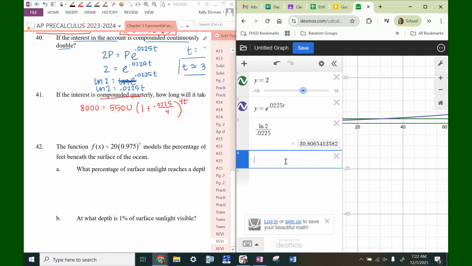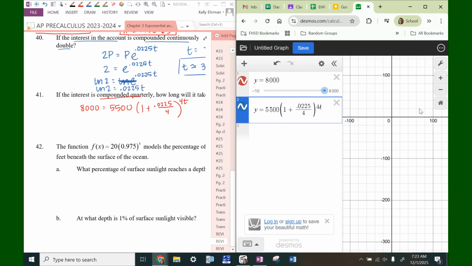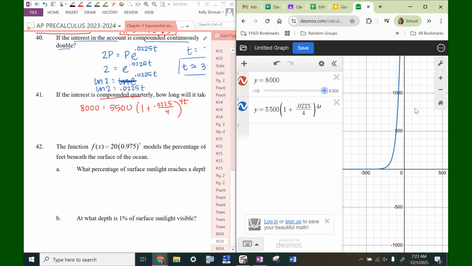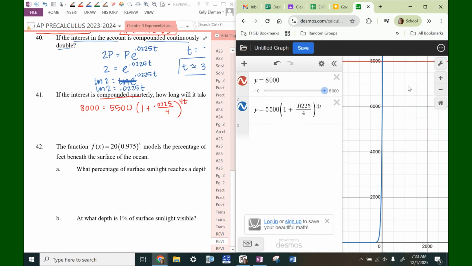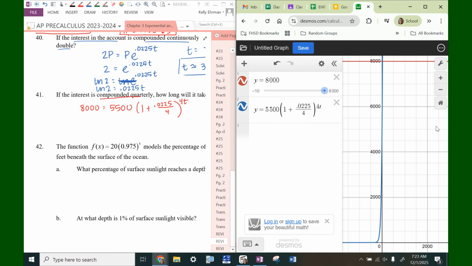So let me just try the original. Y equals 8,000. Let's get these old ones off too, by the way. Y equals 8,000 and y equals 5,500 times 1 plus 0.0225 over 4, to the 4t. Now remember, we have y equals 8,000, so it's going to take some zooming here. If you want to manually adjust, by the way, you can go to this wrench and change the y values. I don't do that very often unless I've really messed up my window. Here's the point of intersection.